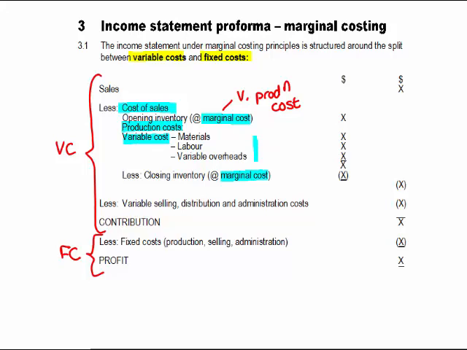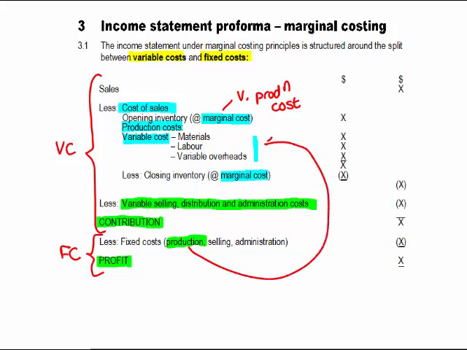Now, before we actually get down to contribution, which is something that we don't see in absorption costing, there we would normally have gross profit, but here it's contribution, we're going to take off any other variable costs that are not production costs. Finally, we take off all our fixed costs and we end up with our profit figure. These production fixed costs down here, under absorption costing, would have been absorbed into our production cost. But here we're going to write them off in full against the contribution for the period.